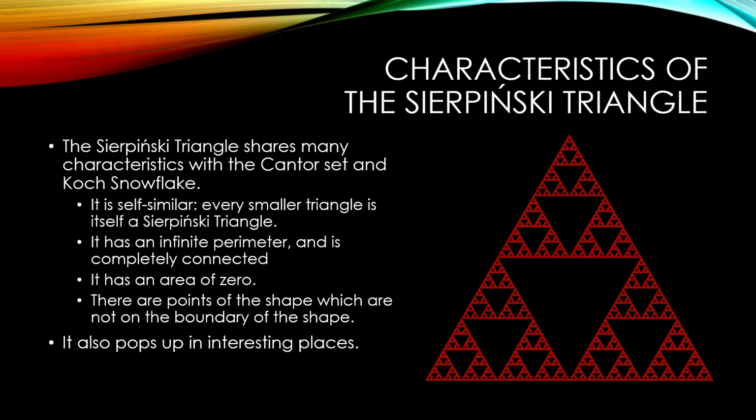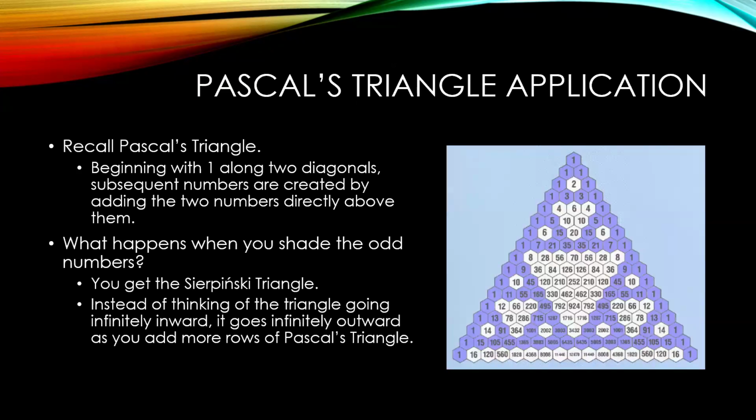Let's see where. Let's start with Pascal's triangle. Recall Pascal's triangle. Beginning with 1 along the 2 diagonals, subsequent numbers are created by adding the 2 numbers directly above them. So 1 plus 1 is 2, 1 plus 2 is 3, 1 plus 3 is 4, and so on all the way down. What happens if you shade the odd numbers?